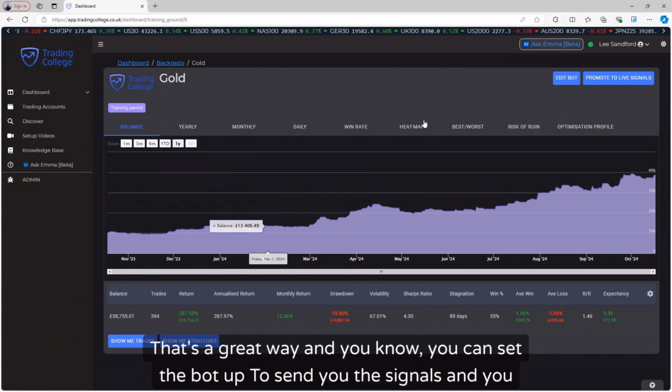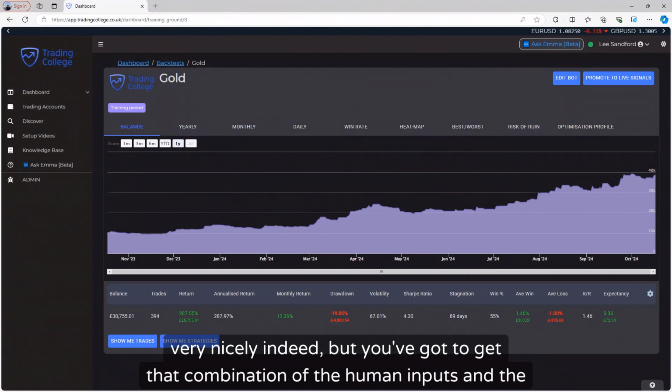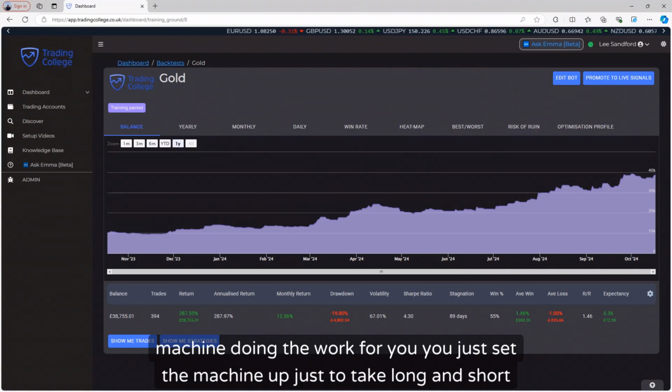That's a great way. And you know, you can set the bot up to send you the signals, and you can manually take the trades by just clicking on your mobile phone if you want to. It works very nicely indeed. But you've got to get that combination of the human input and the machine doing the work for you.